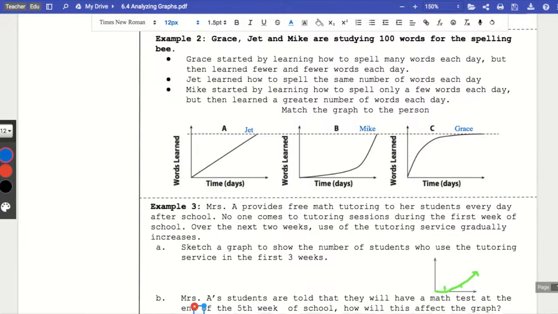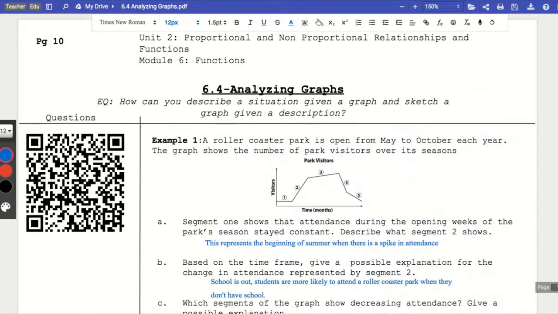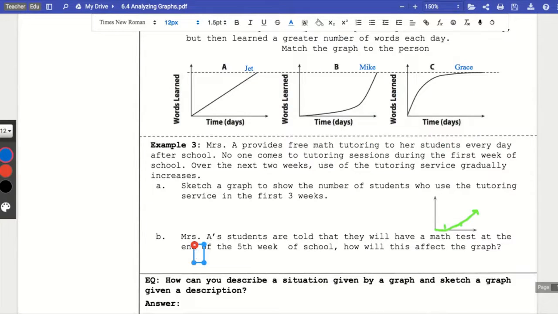So going back to this one, more people were attending the park. That had a larger slope, a steeper slope, right? We would expect the same thing in this graph, for the line to gain a steeper slope. So more students would attend, which implies the line would have a steeper slope.